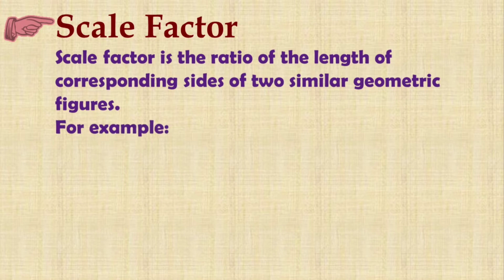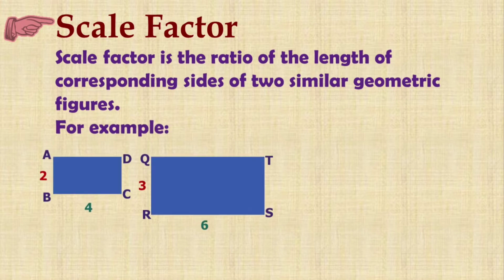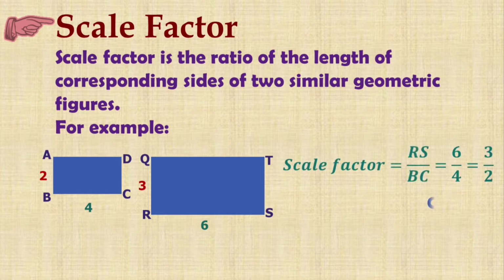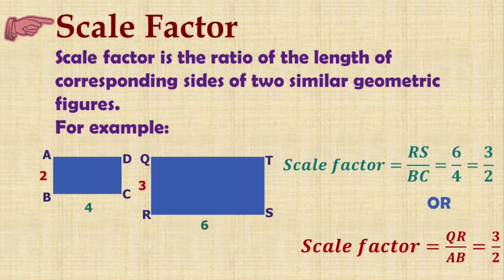Now take a look at these similar rectangles. You would have noticed that side BC corresponds to side RX and side QR corresponds to AB. Hence, the scale factor is equal to RX all over BC, which is equal to 6 all over 4. Dividing 6 and 4 by 2 will give you 3 all over 2. Or you could use side QR all over AB, which is equal to 3 all over 2.